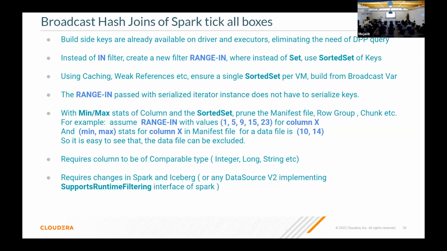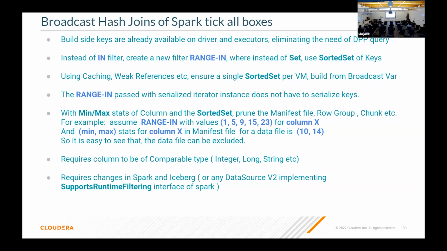Now that min-max state can be either on the driver in terms of the manifest file, or it could be at the executors in terms of row groups and chunks. And there are 2-3 levels, such as page store level also. So there are 3 or 4 places where such min-max are available. So you can check that if the range is 10 to 14, since it's not lying in this set at all, that means you can skip reading this chunk or manifest or row group. Of course, the requirement is that the column should be a comparable type.